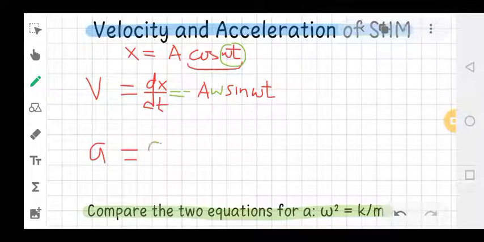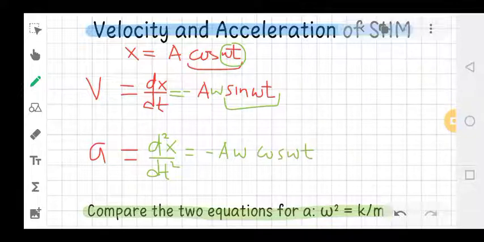If I continue and I differentiate the displacement again, I do the second derivative, I'm going to get the acceleration. Good. If I differentiate this again, this is still minus A omega. Then if I differentiate the sine, I get cosine omega t. Now if I differentiate the inside omega t, I get what? Omega. If I multiply the omega by this, I get minus A omega squared. If I look at this very well, I can rearrange this as minus omega squared A cos omega t.